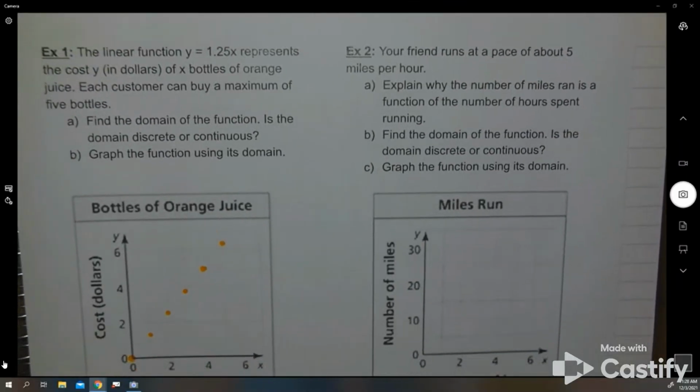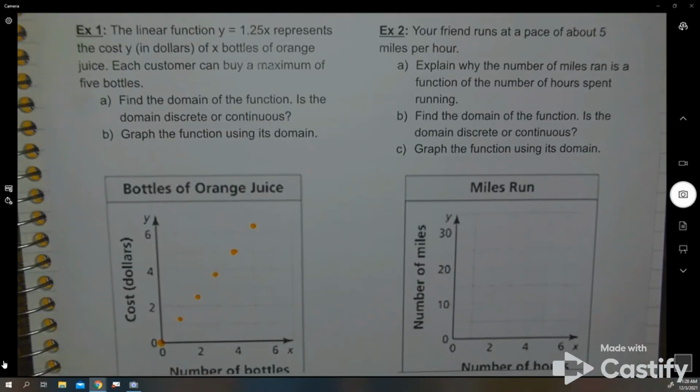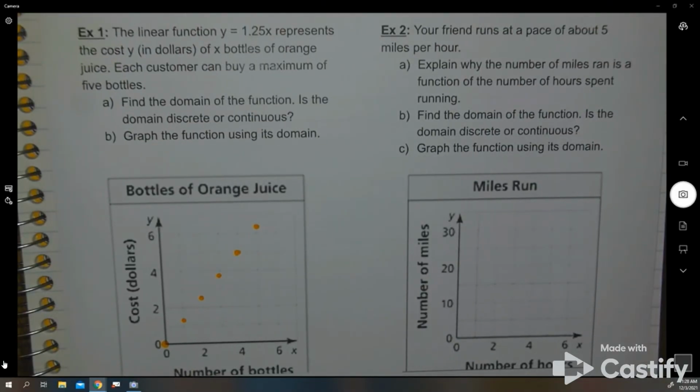For example 2, your friend runs at a pace of about 5 miles per hour. So we're going to explain why the number of miles ran is a function of the number of hours spent running. We're going to find the domain of the function and then determine whether this domain is discrete or continuous. And then we're going to graph the function using its domain, similar to what we did in example 1.